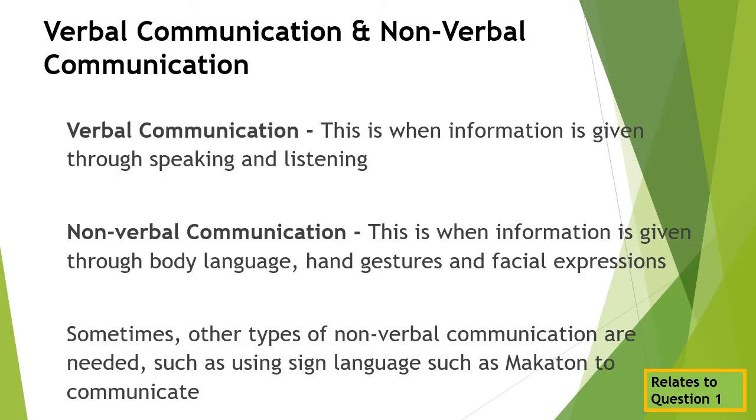Okay, so you'll see that this slide and the next few relate to question number 1. So verbal communication, this is when information is given through speaking and listening. Non-verbal communication, this is when information is given through body language, hand gestures and facial expressions. Like we spoke about earlier, smiling, nodding, and you might do that alongside verbal communication, or you may just do that without the verbal communication. Sometimes other types of non-verbal communication are needed, so using sign language such as Makaton to communicate, and we're going to look at that a little bit further on.